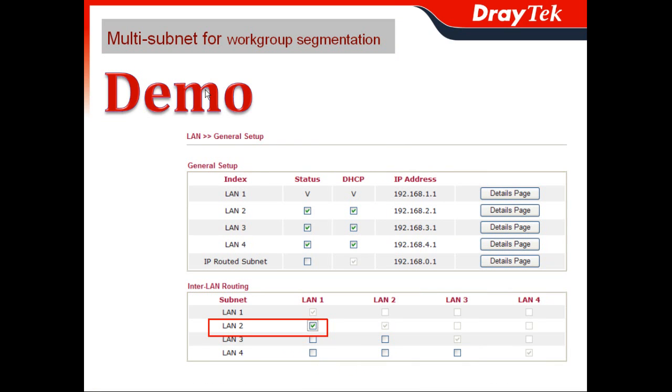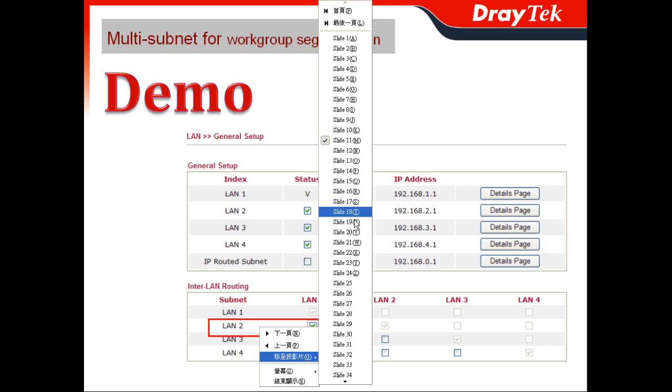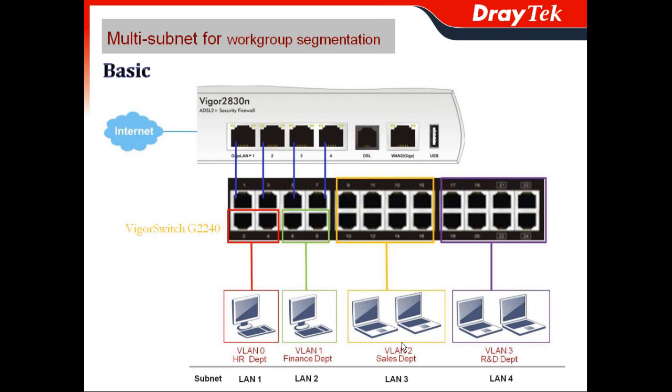We can go to the LAN general setup. First, enable our different subnets. In addition to enabling different subnets via the general setup, you can go to the inter-LAN routing. When you check the box right here, it means the subnet LAN 1 can talk to the subnet LAN 2. So going back to our scenario, subnet LAN 1 belonging to the Human Resource Department and subnet LAN 2 belonging to the Finance Department can intercommunicate to exchange data.